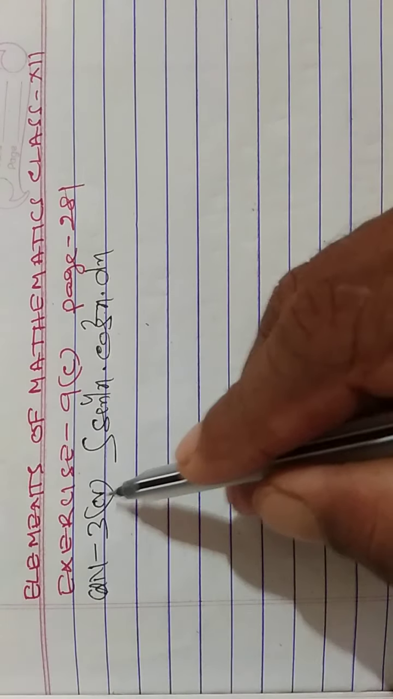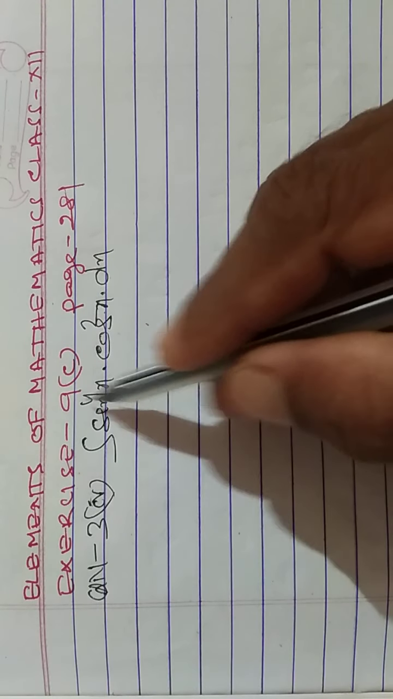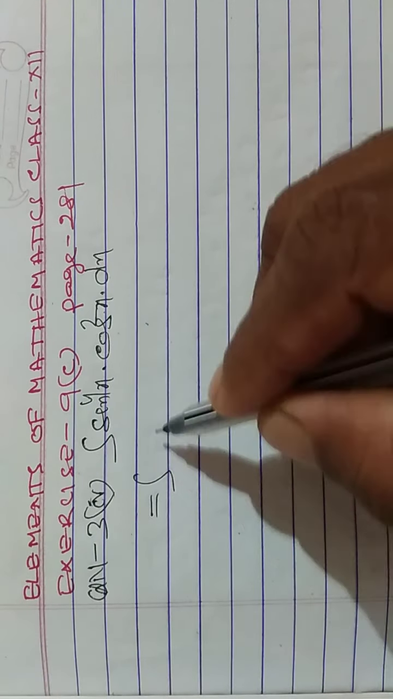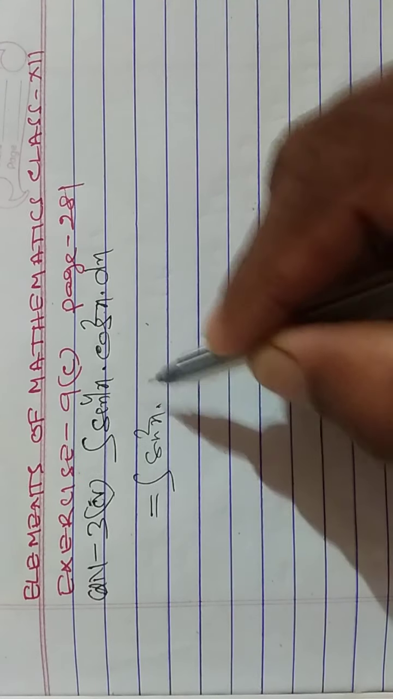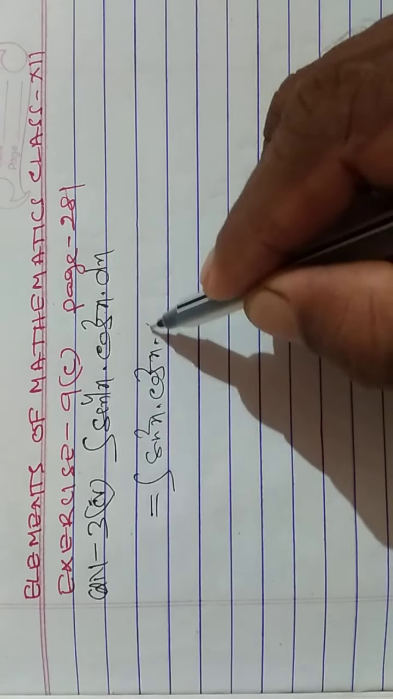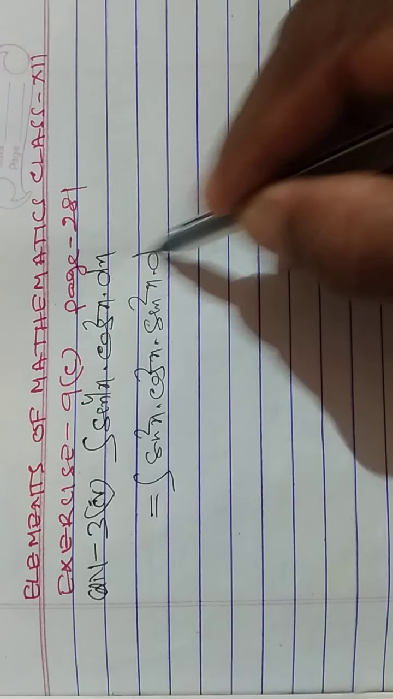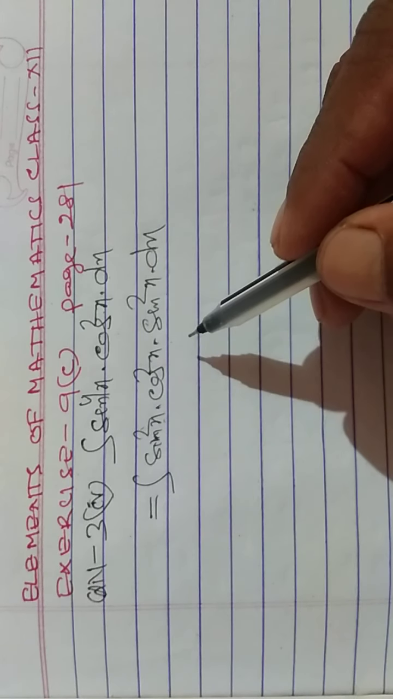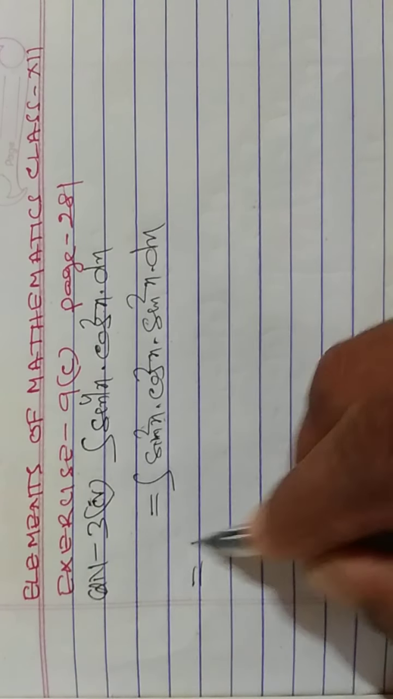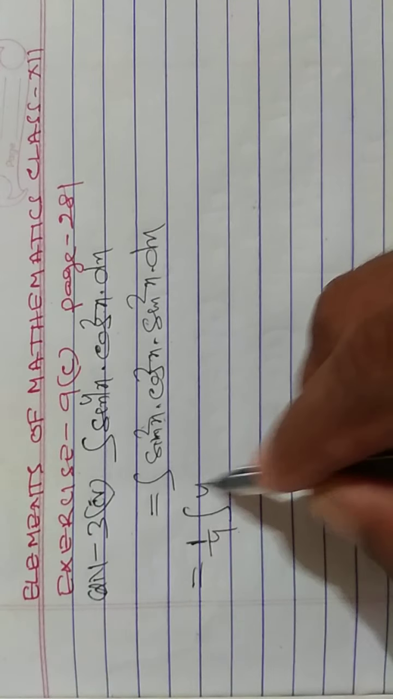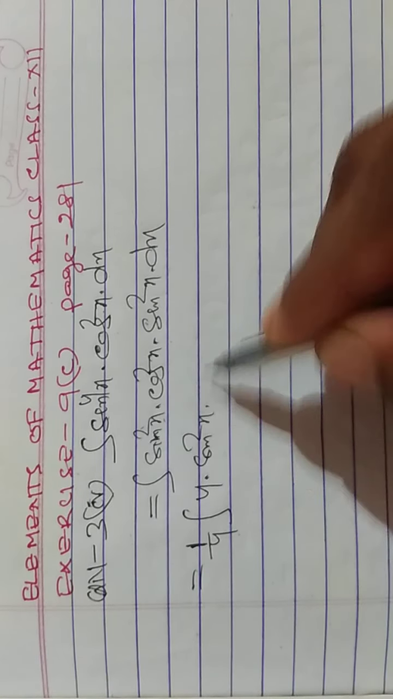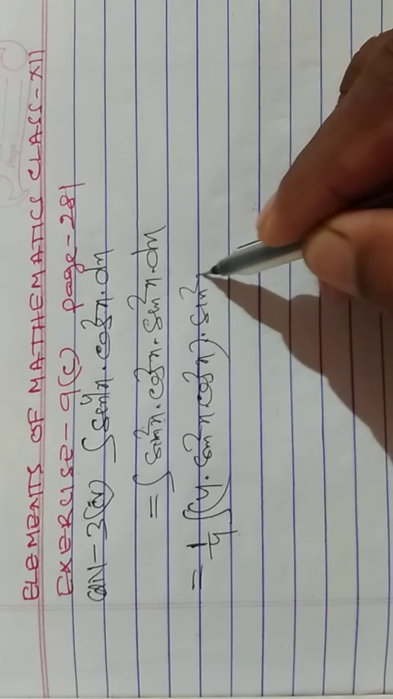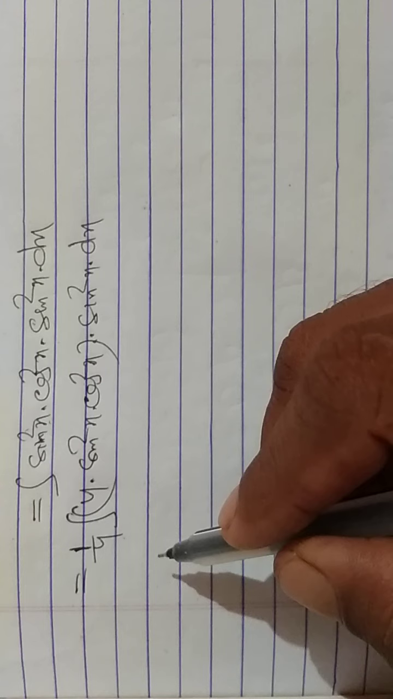Question number 3 (iv): integration of sin⁴x cos²x dx. This is equal to the integration of sin²x cos²x sin²x dx. Here sin⁴x is equal to sin²x into sin²x, and this is equal to 1/4 times the integration of 4 sin²x cos²x sin²x dx.